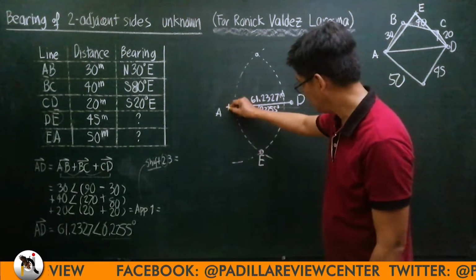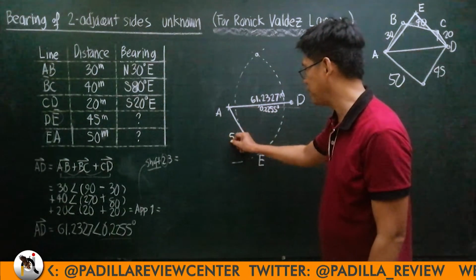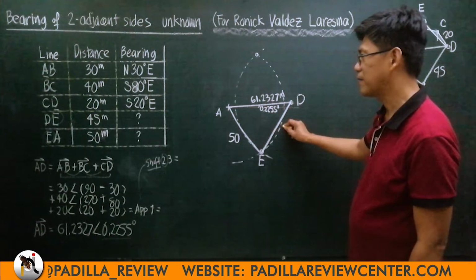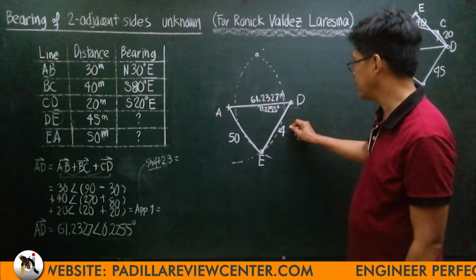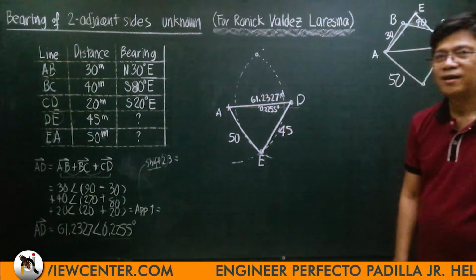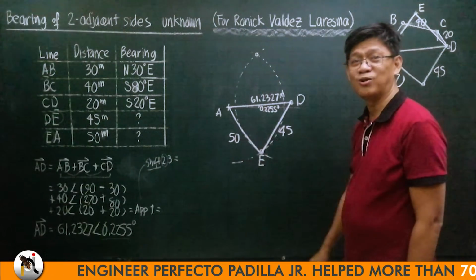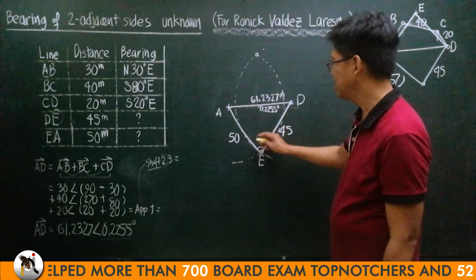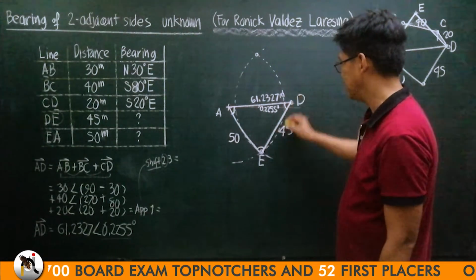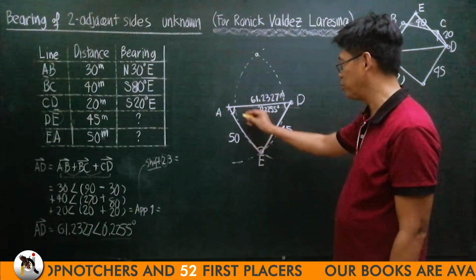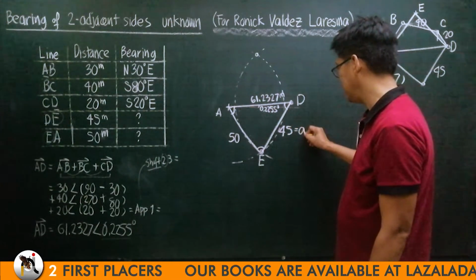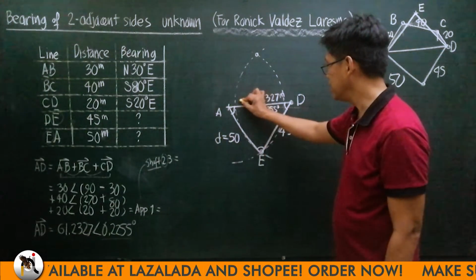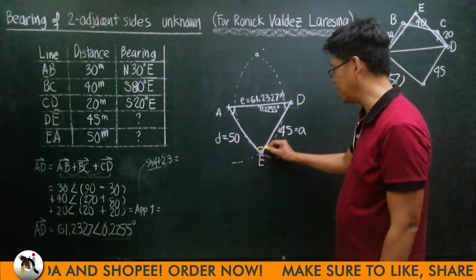So from A to E, this is 50. From D to E, it's 45. I know the three sides of this triangle. I can solve their angles. This is angle E, angle A, angle D. ADE. Opposite angle A is side A. Opposite angle D is side D. Opposite angle E is side E. Let me solve angle E.